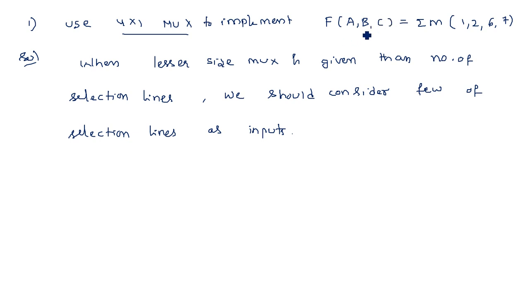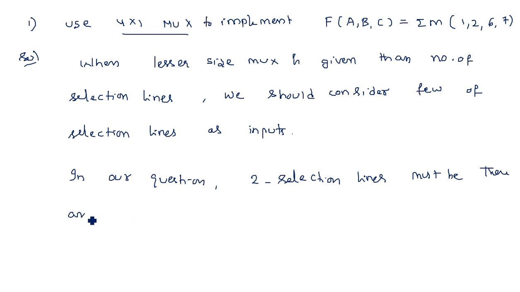Okay, in our example, it is given f of a, b, c. How many selection lines are there according to the given question? 3 selection lines. But the implementation is for only 4 by 1 multiplexer. So 2 power 2 means only 2 selection lines must be there. So in our question, 2 selection lines must be there.